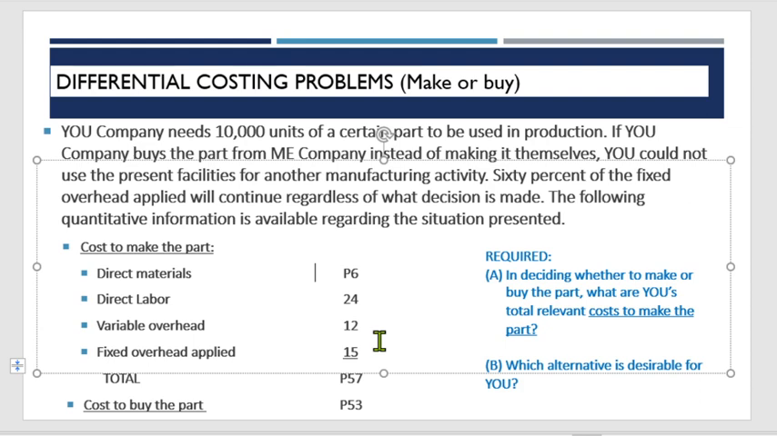Next, number 2. Kung ang tinatanong dito sa item A is per unit, the answer is 48 per unit. If it is the total relevant cost pala ang tinatanong dito, it should be multiplied by 10,000. So 48 per unit times 10,000, that is 480,000.